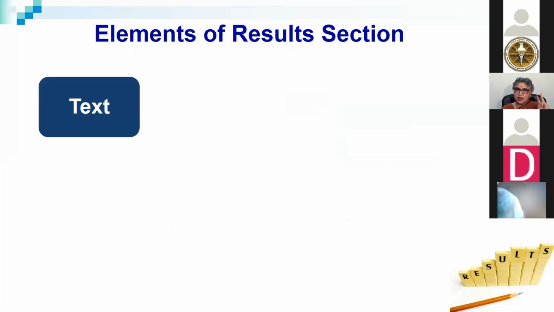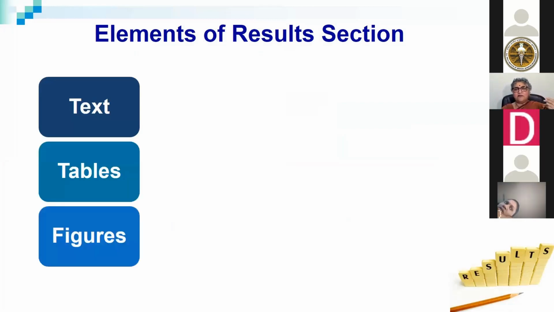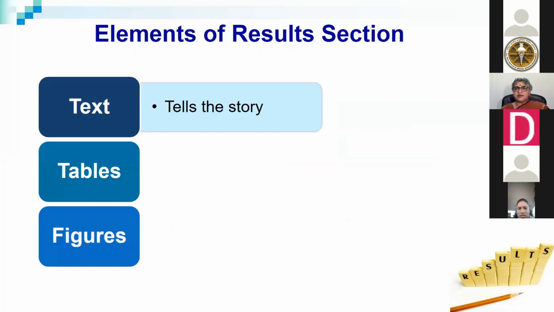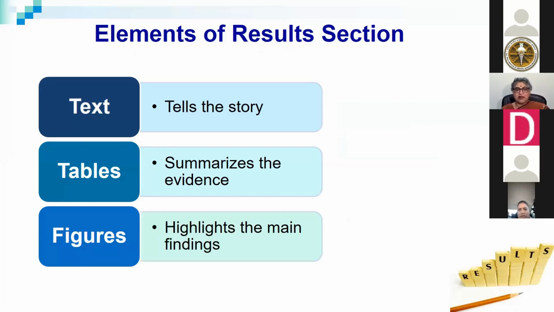So let's come to the elements. What are the elements of a results section? There are again 3: text, tables, and figures. These are the 3 elements of writing results. So the text tells the story. Tables summarize the evidence because you can give all the figures, the numbers. So it summarizes the evidence, and figures tend to highlight the main findings.